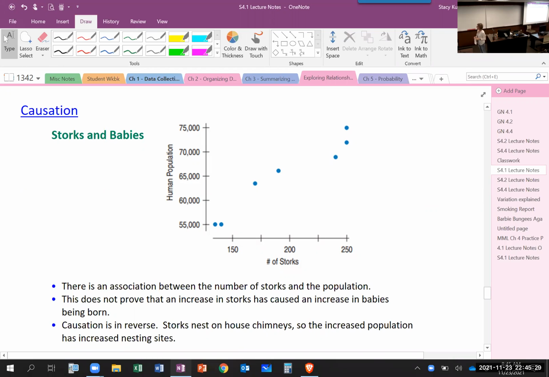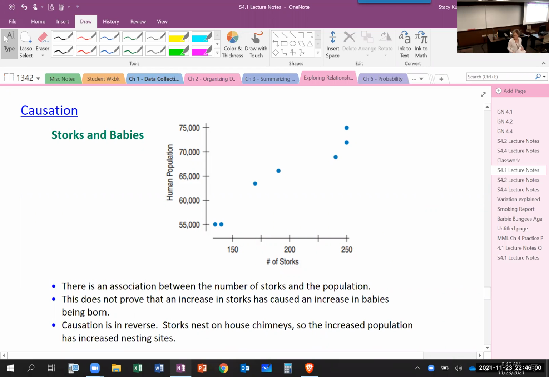So here I have a scatter plot. You can see the independent variable down there would be the number of storks. The dependent variable on the left would be the human population. All right. And would we say that there is an association there, just based on the scatter plot? Roughly, yeah? It looks like it's somewhat in a line. Okay, so we might say that there is an association, a positive association.